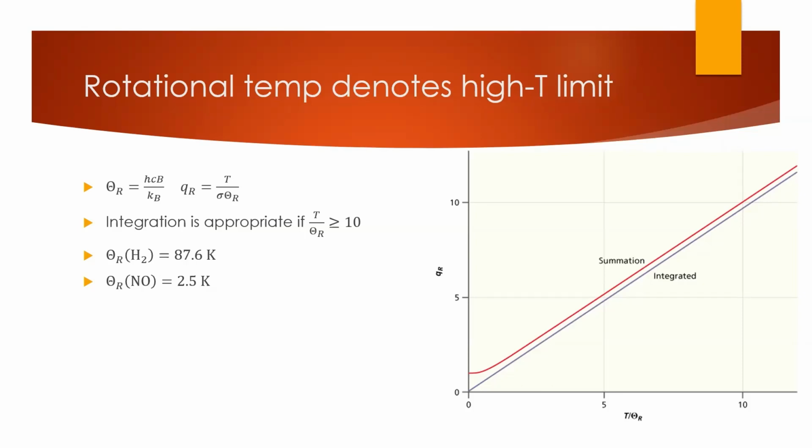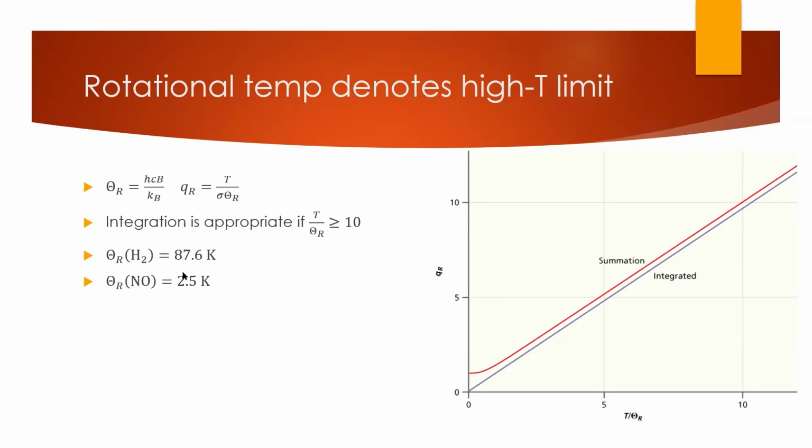One thing we want to do is know when it's appropriate to assume that the rotational energy levels are accessed continuously. In general, we do this if the ratio of the temperature to the rotational temperature theta is greater than or equal to 10. If it's a small number, the partition function will be small and only the lowest energy states will be accessed. This can vary based on the molecule.